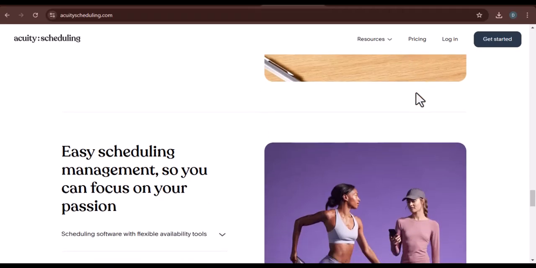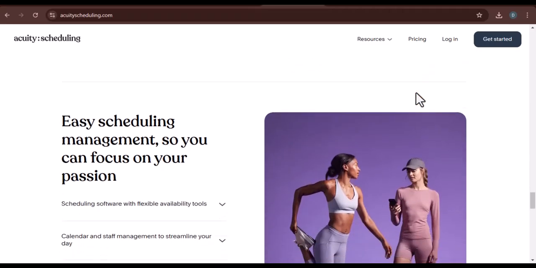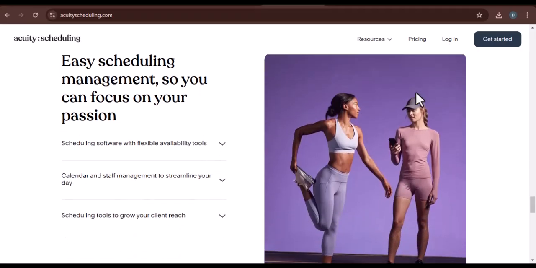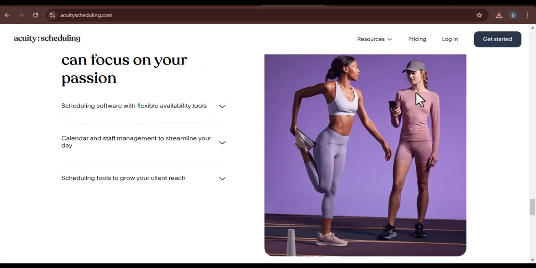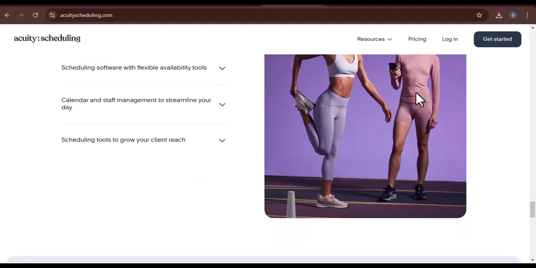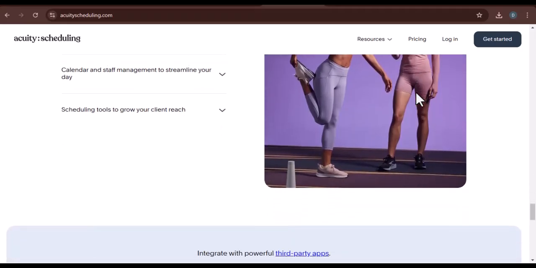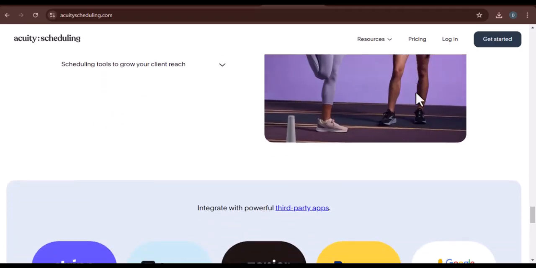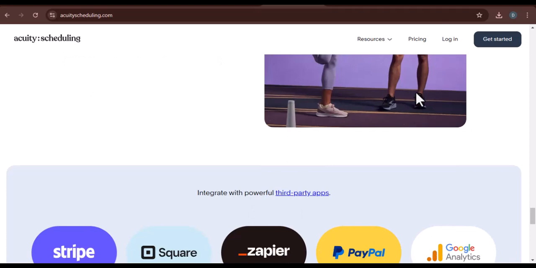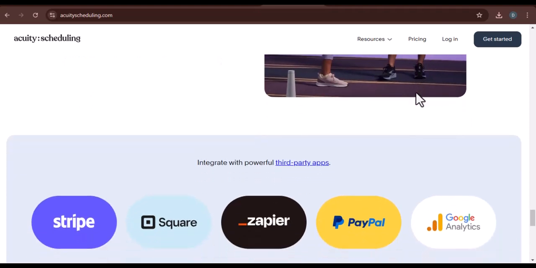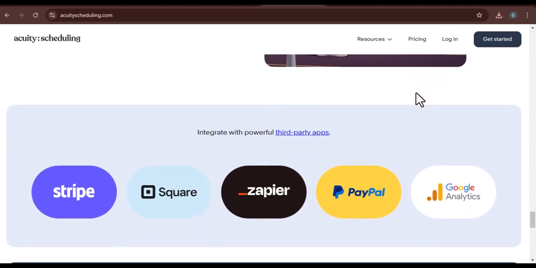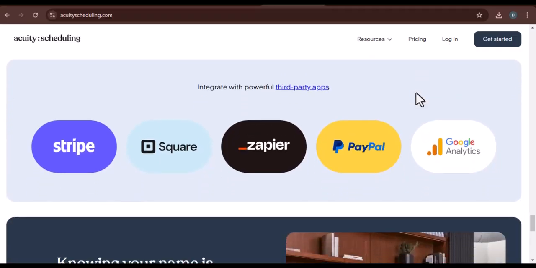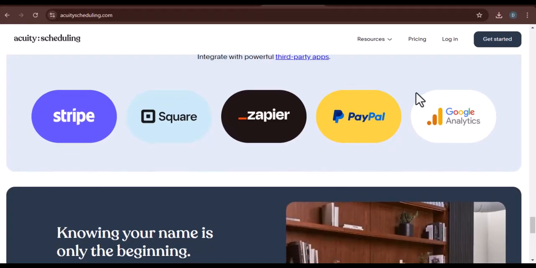As of my last update, in the United States, Stripe's standard pricing is around 2.9% of the transaction value plus a 30-cent fixed fee per charge. So, if a client pays you $100 for a session through Acuity connected to Stripe, the fee would be $2.90, 2.9% of $100, plus 30 cents, totaling $3.20. You would receive $96.80 in your account.